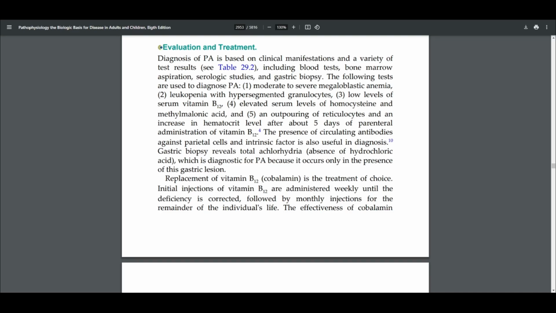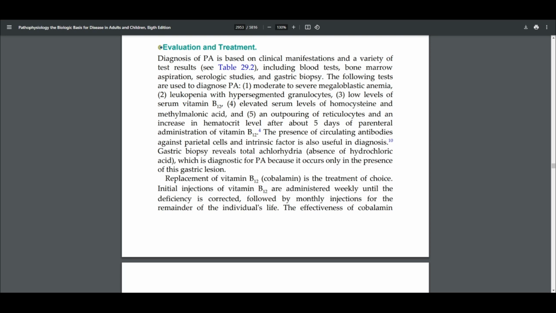The following tests are used to diagnose pernicious anemia: severe to moderate megaloblastic anemias, leukopenia with hypersegmented granulocytes, low levels of serum vitamin B12, elevated serum levels of homocysteine and methylmalonic acid, and an outpouring of reticulocytes and an increase in hematocrit level, usually after about 5 days of parenteral administration of vitamin B12.